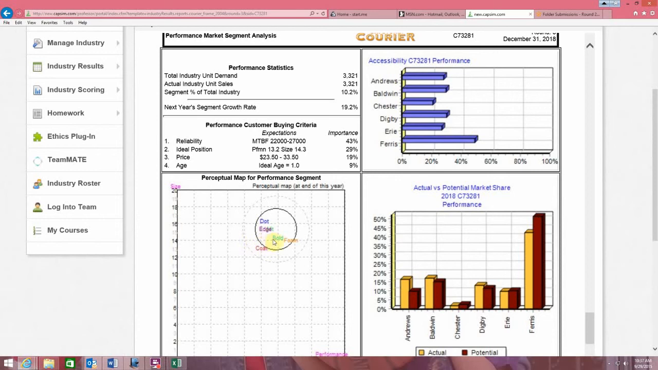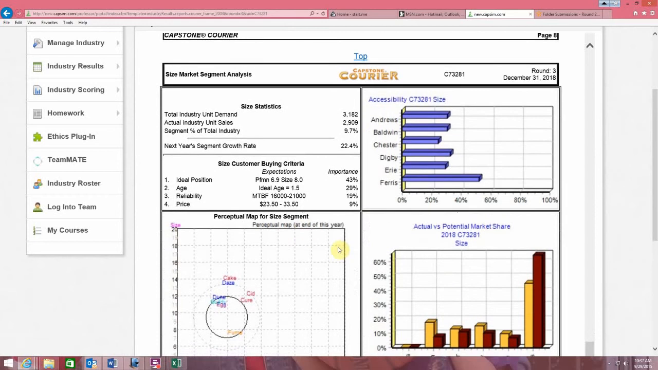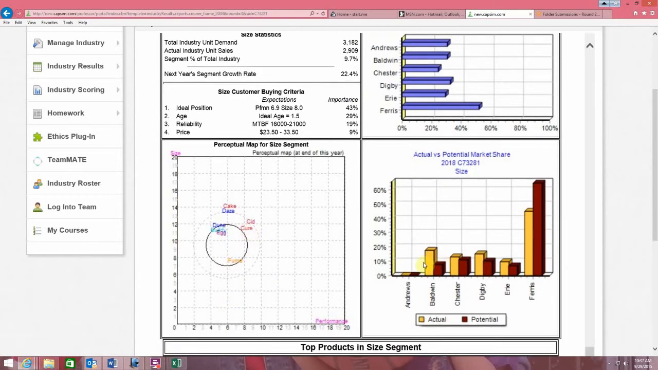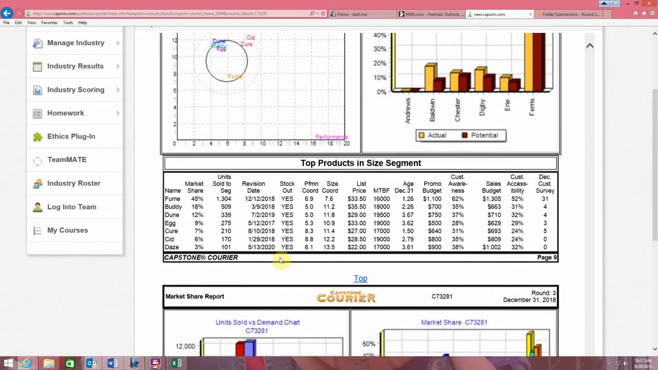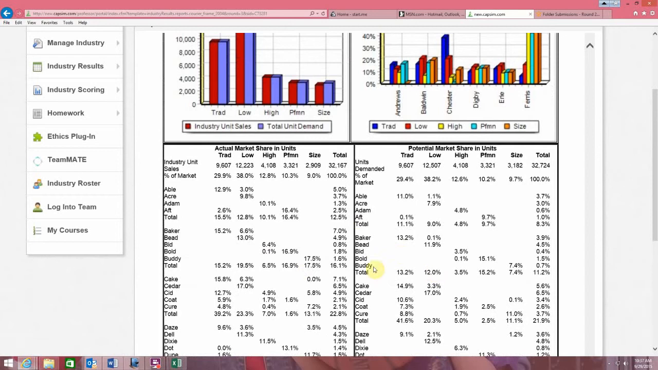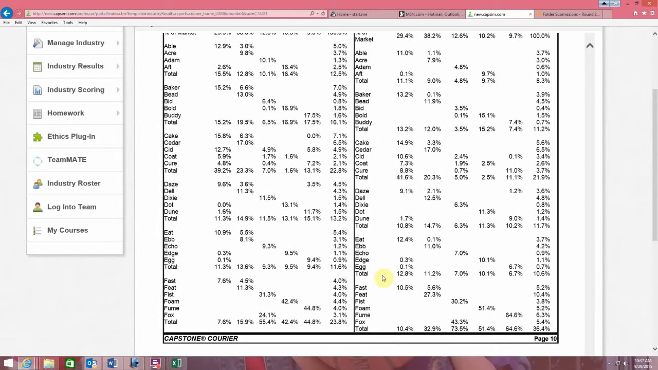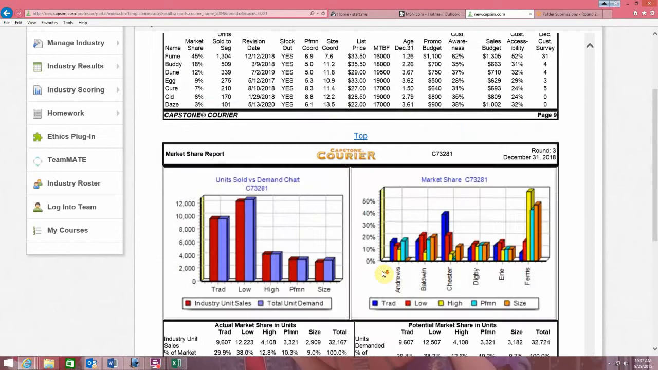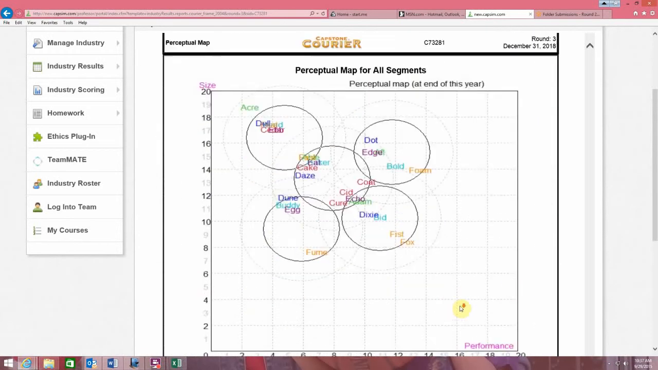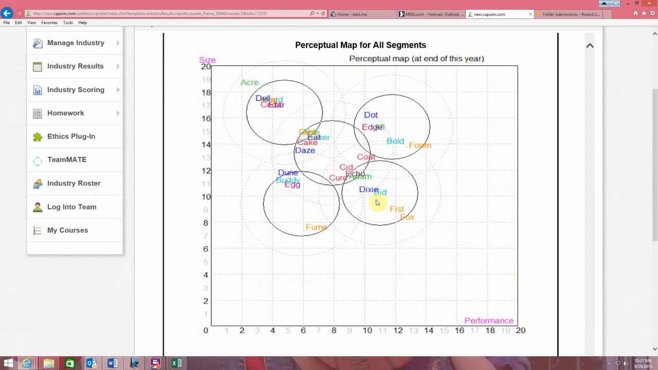Looks like Bold is maybe trying to keep pace, but Ferris again way out in front. Okay, and even more stark here in the size. Again, you see some of these that got the benefit of a few sales, but nobody's competing against Ferris. So what's that tell you? Well, when we look at the larger map, we'll see. I didn't really ask any questions about potential versus actual again, but interesting to see. Let's look at the big perceptual map, and it gives us a little better idea.